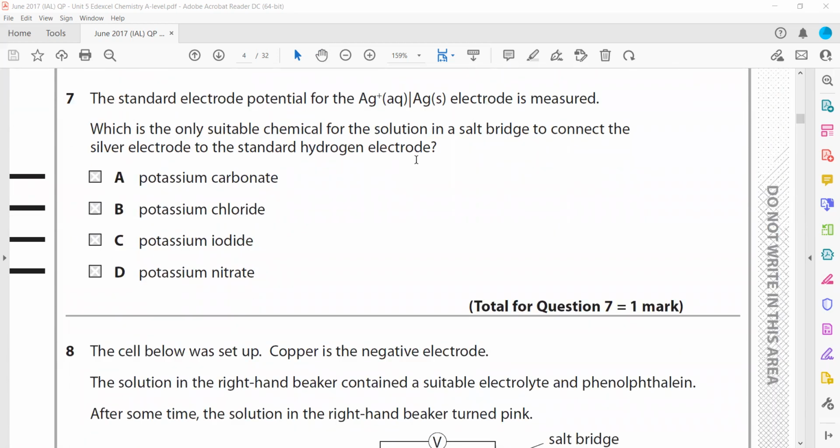The standard electrode potential of a silver ion and silver atom is measured. Which is the only suitable chemical for a solution as a salt bridge? Whenever we use a salt bridge, it should be a nitrate, because all nitrates are soluble, so we need a soluble salt. That's why we prefer to use potassium nitrate. So always remember that the salt bridge should be a nitrate salt because all nitrates are soluble.